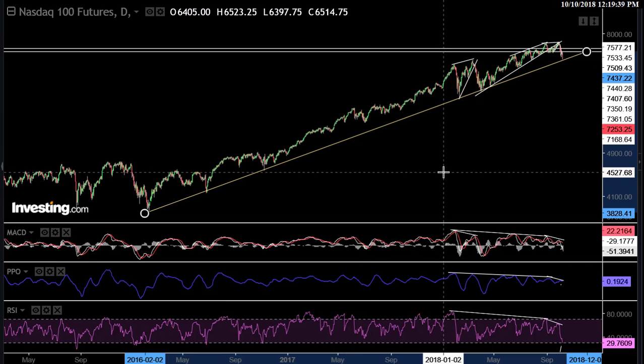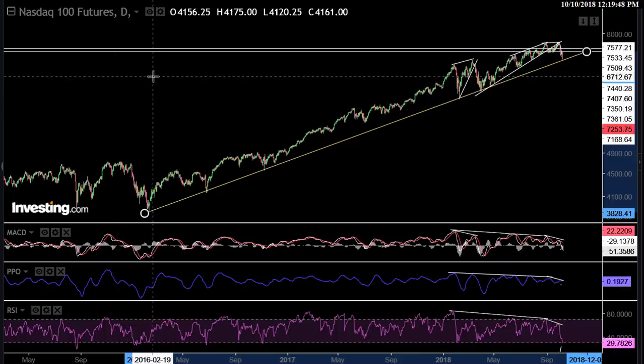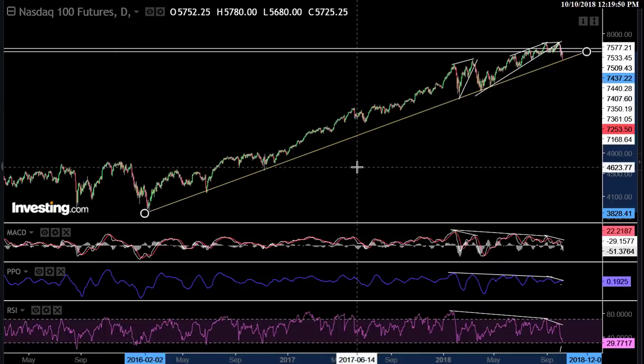Okay, and a quick look. I want to keep this video short. I've got to get back to trading and posting in the trading room on the site. But a quick look at the futures. This is a daily chart of the NDX or NQ, the Nasdaq 100 E-mini futures.